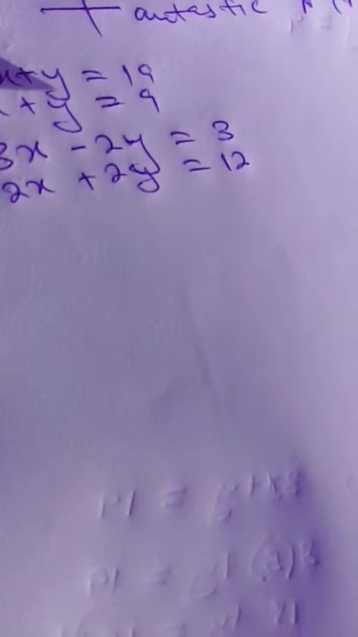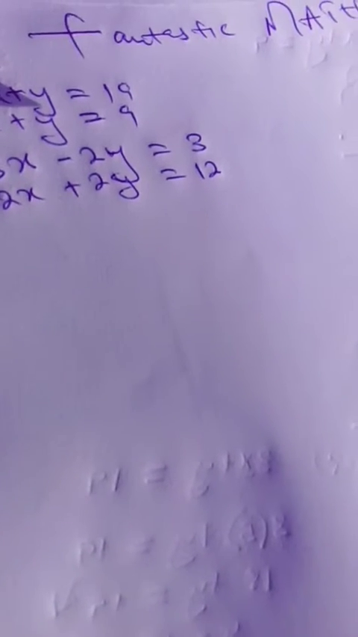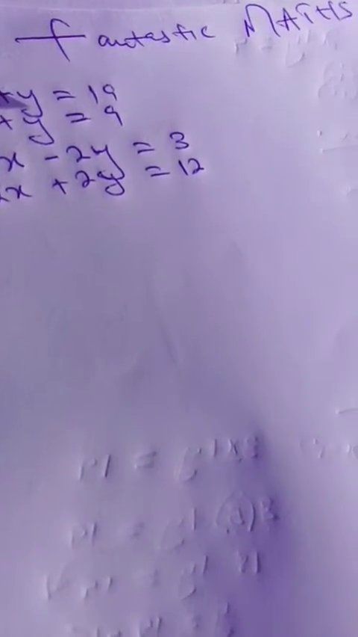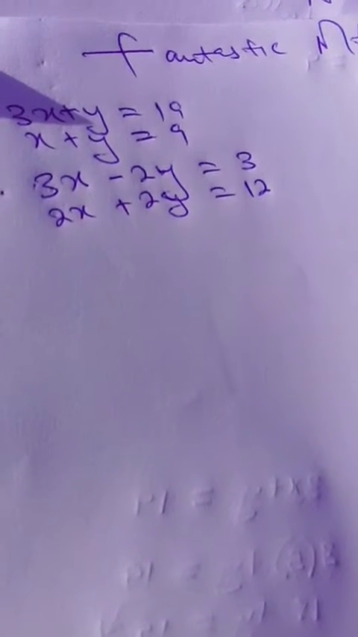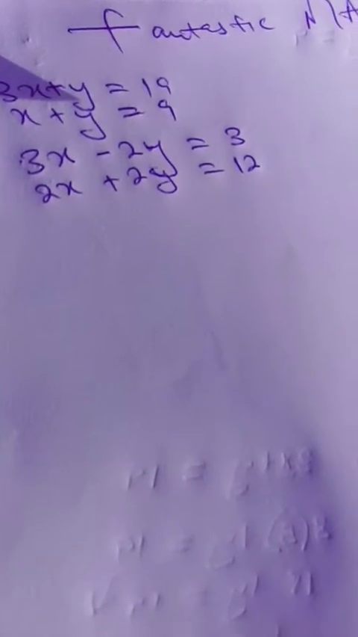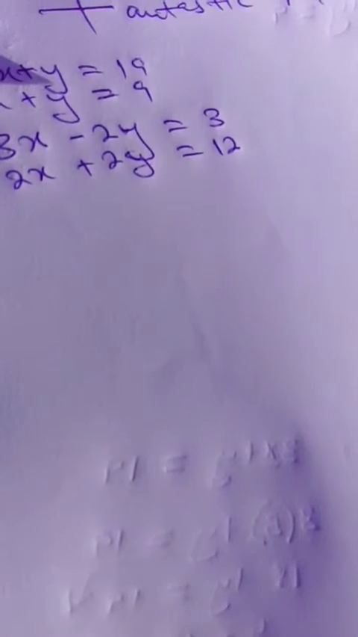So we have our second question here, which is 3x minus 2y is equal to 3 for the first equation, and the second equation, 2x plus 2y is equal to 12. As I said earlier, the first stage is to rearrange our equations in the same order. Here our equations are already arranged. Then write one equation on top and the other underneath. That one is already done.